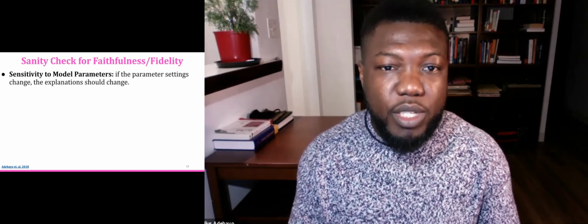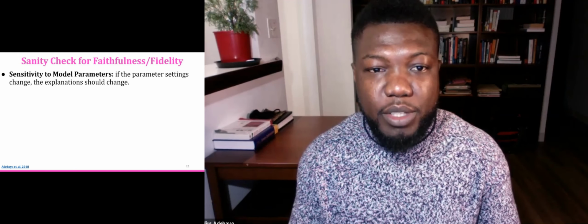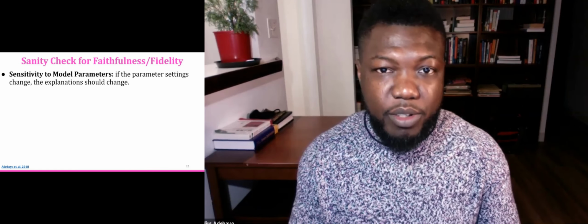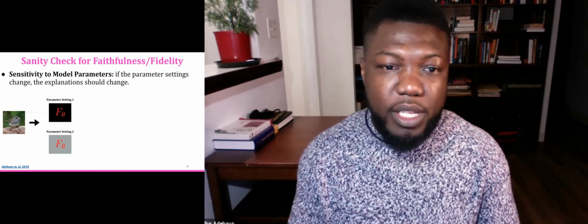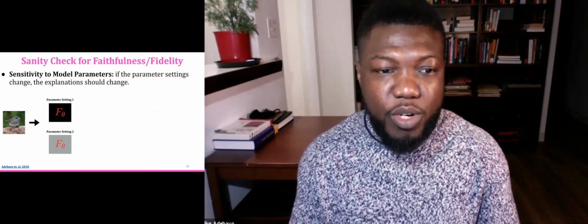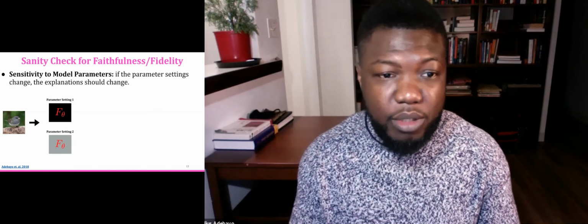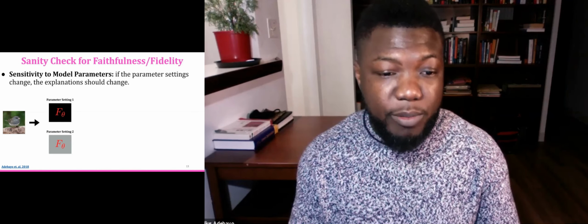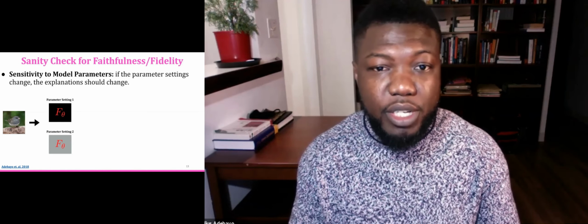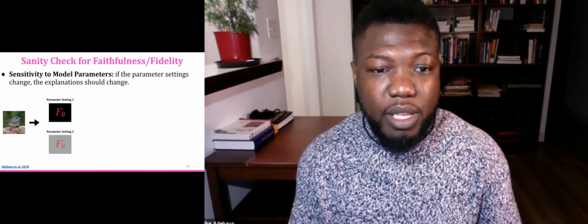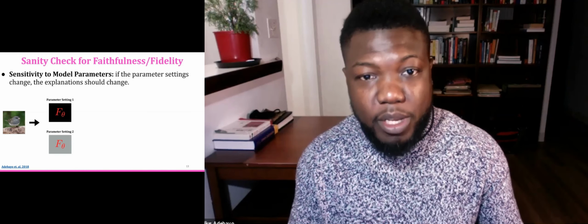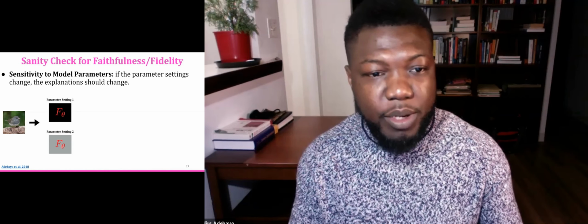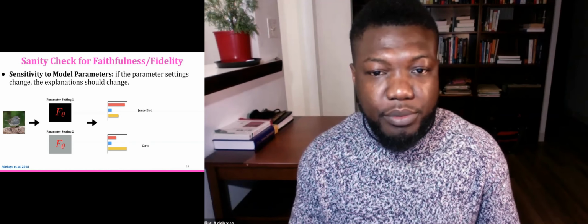So one way to assess the faithfulness of an explanation method is to assess the sensitivity of the explanation function to the model parameters. And in this case, to make it more concrete, let's say we have an Inception V3 model trained on ImageNet with parameter set 1, and then we have parameter set 2, where we've initialized the weights of the Inception V3 model at the top layer.